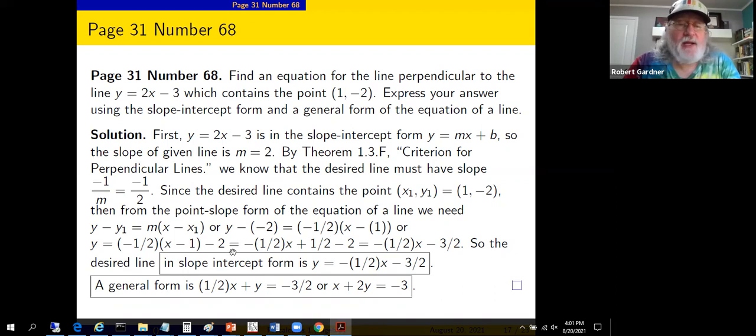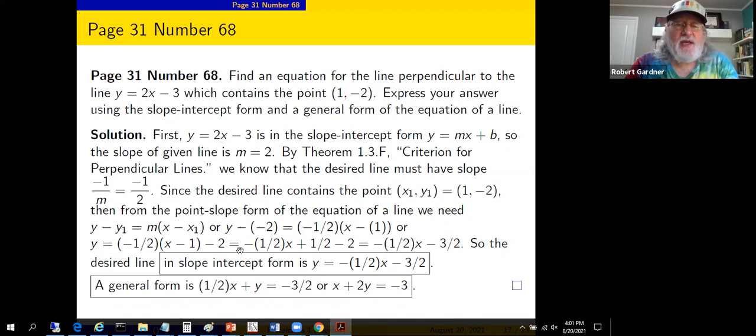Negative 1/2 x minus 1, I simply drop some parentheses. Solving for y by subtracting 2 from both sides produces this. We've got it reading y equals, so I like that. That's very slope-intercept-ish.